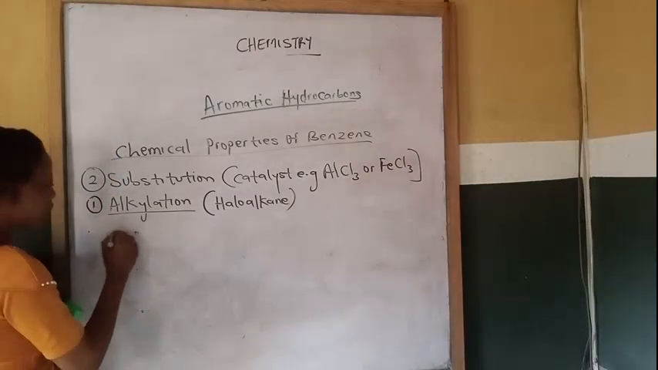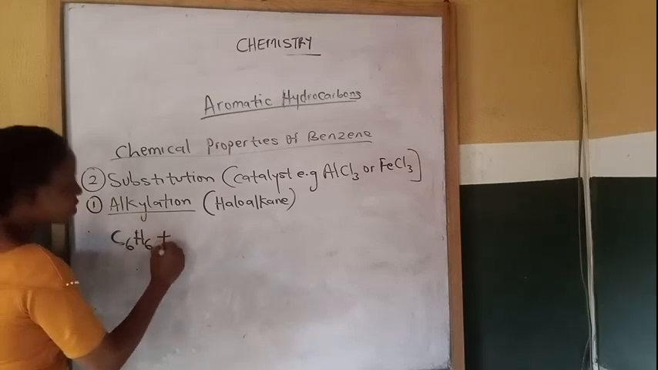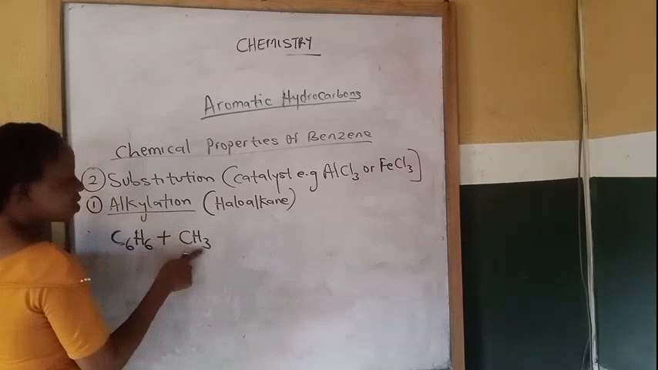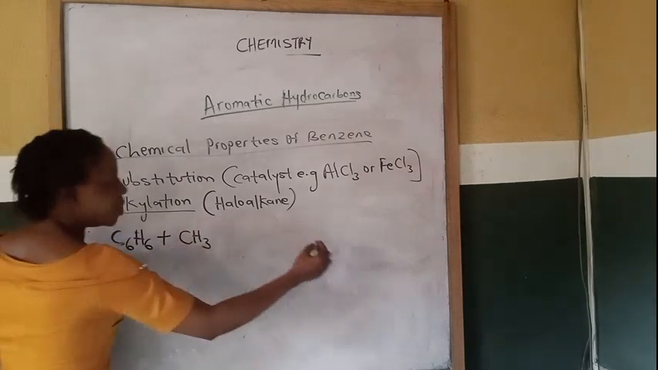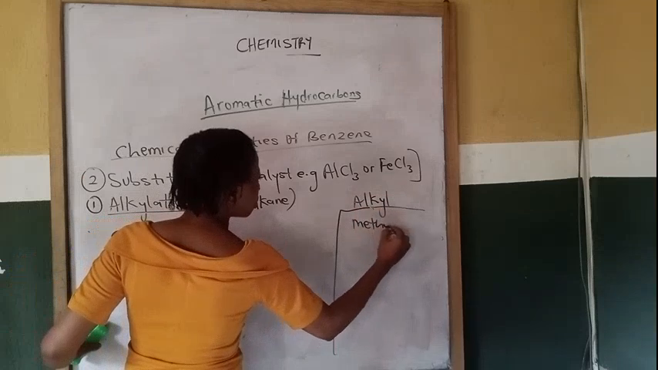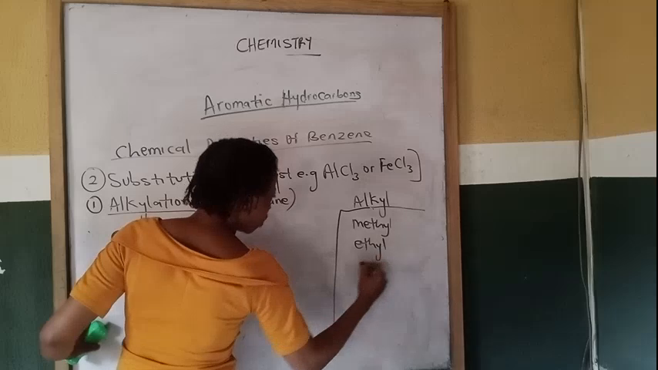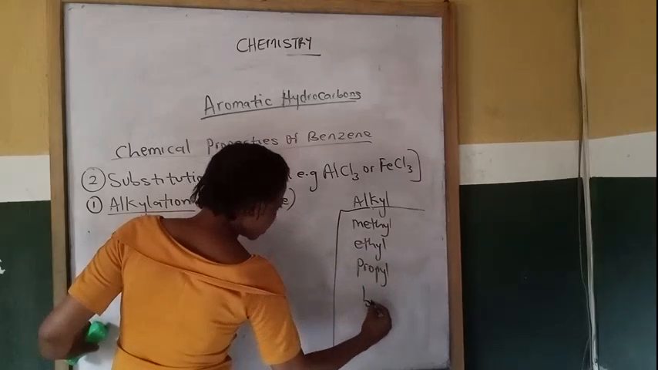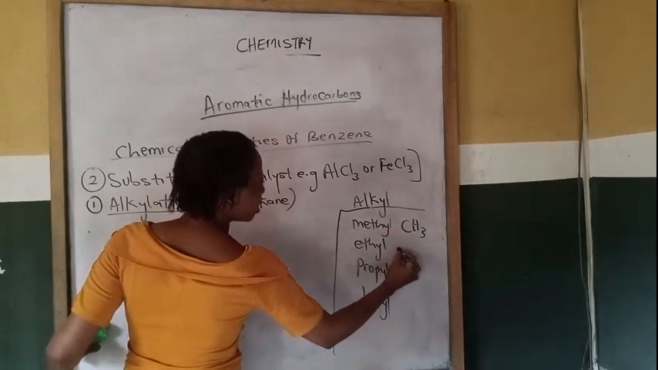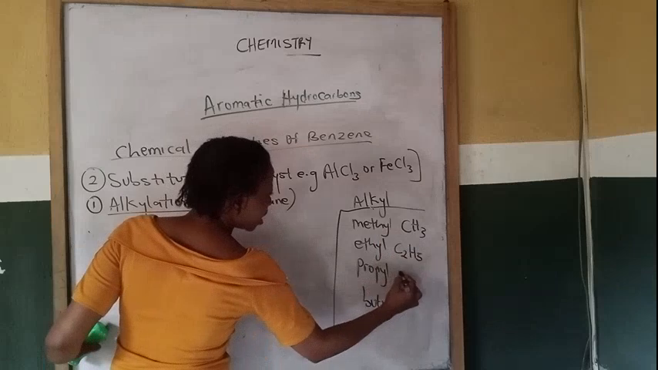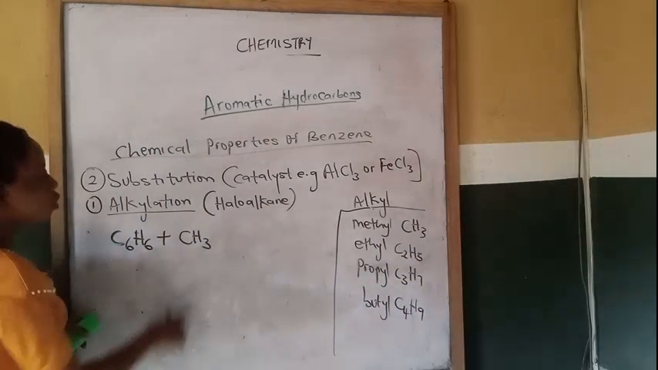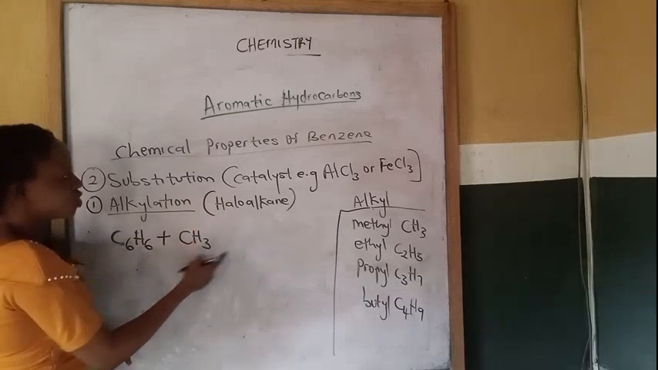So let's first use molecular formula. Benzene is C6H6, then plus haloalkane. You remove one hydrogen atom. CH3 is an alkyl group, which is called methyl. Let me write examples of alkyl groups. We have methyl, ethyl, propyl, butyl, pentyl, and so on. The molecular formula for methyl is CH3, ethyl is C2H5, propyl is C3H7, butyl is C4H9.